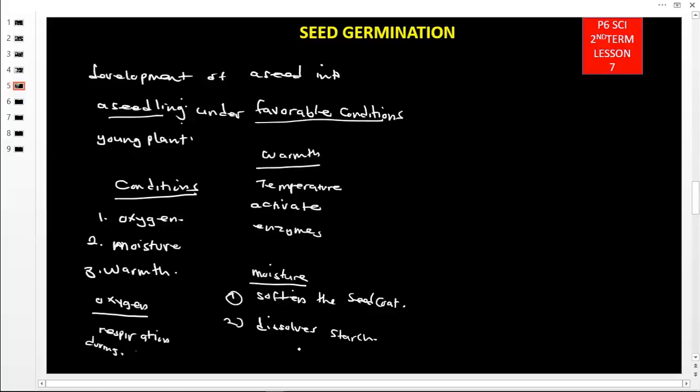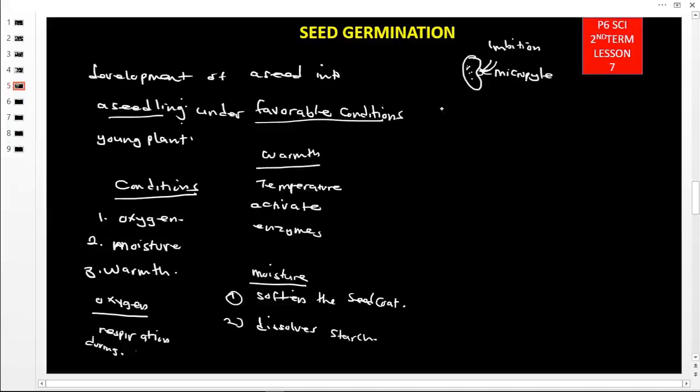Then this water, if you remember the bean seed, it has a small opening, which we call the micropyle. So it is through this small opening that water and oxygen pass. The process by which this water is entering inside the bean seed is called imbibition. So that is water uptake through the micropyle.